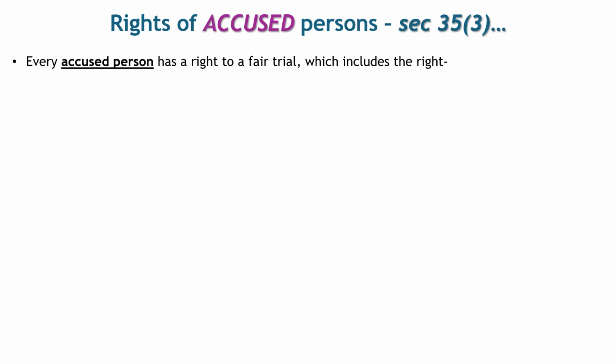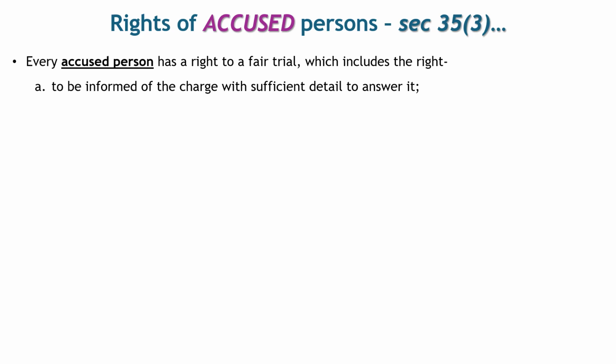So to ensure that this person, during the course of the criminal trial, is treated fairly, he or she is entitled to a number of important rights, including the right to be informed of the charge with sufficient detail to answer it. If they are expecting me as an accused person to answer to the charges by pleading to the charges, then I must know what is the basis for the charge and which crime they are charging me with. Now, this is an important implication for the drafting of a charge or charge sheet.